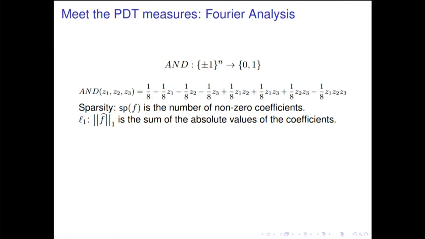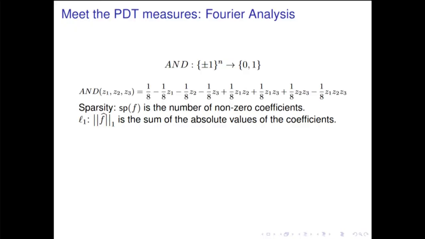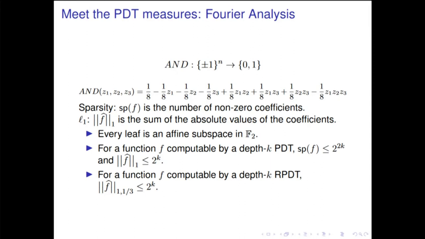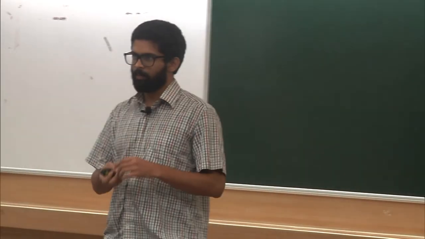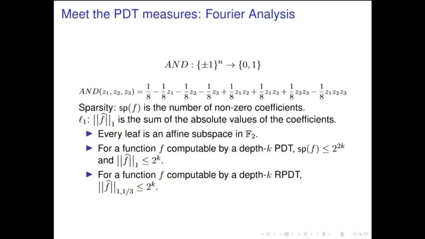In normal decision trees, you have degree playing a major role and approximate degree playing a major role. In this case, the best measures that we have are things like sparsity and L1 norm. So we knew that every leaf of the parity decision tree is in an affine subspace, so we can add up these leaves. If you have a depth k RPDT, each leaf is an affine subspace with k constraints. That's like an AND of k variables. So it has sparsity 2 to the k, and you're adding up at most 2 to the k leaves. So the sparsity of this function is at most 2 to the 2k. And for similar reasons, its L1 norm is at most 2 to the k.